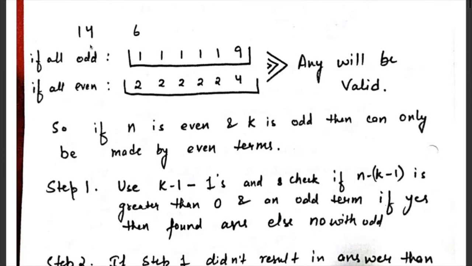In the third case, n equals 14 and k equals 6, and if we take all odd, then 5 ones will result in the last element being 9, which is also odd. That means it can be generated with odd numbers. Let's check if it can be generated with even numbers or not. If we take 5 twos, then it will add up to 10, and 14 minus 10 is 4, that is also an even number, so it can be generated with both parities.